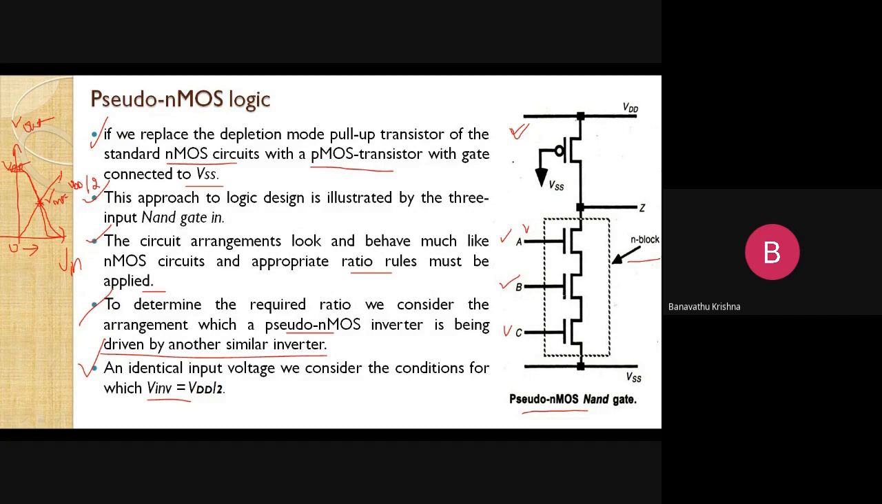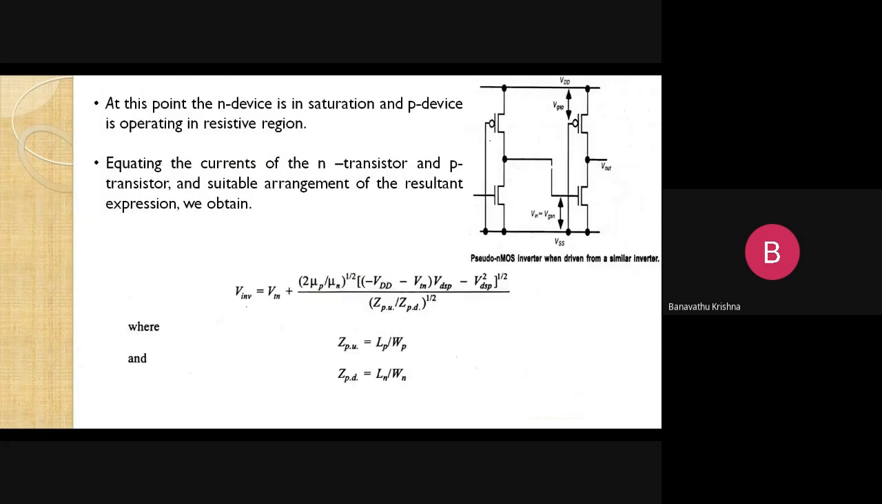At a certain point, the two inverters have equal properties, that is V inverse equal to VDD by 2, right? So that is the point here. For an identical input voltage, we consider the condition V input equal to VDD by 2. Now I can apply V inverse equal to VDD by 2 using the cascaded similar inverter. So this is the form of a cascaded pseudo NMOS inverter driven from a similar inverter.